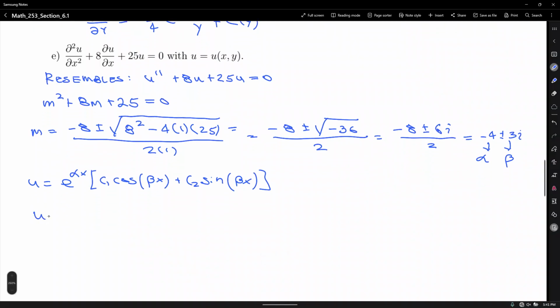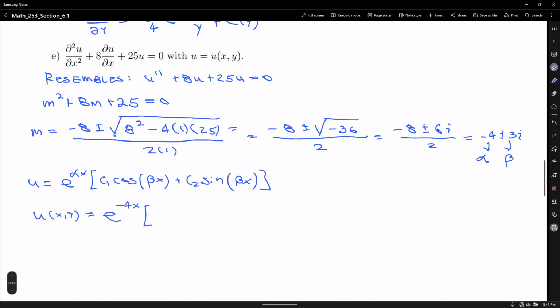Which is u of x y, all right? U of x y, now I'm going to go to the final solution, e to the alpha, which is negative 4x. Okay, what are these C1 and C2? These are two functions of the other variable that actually remain constant when we were solving the DE, isn't it? What was that variable that remained constant?